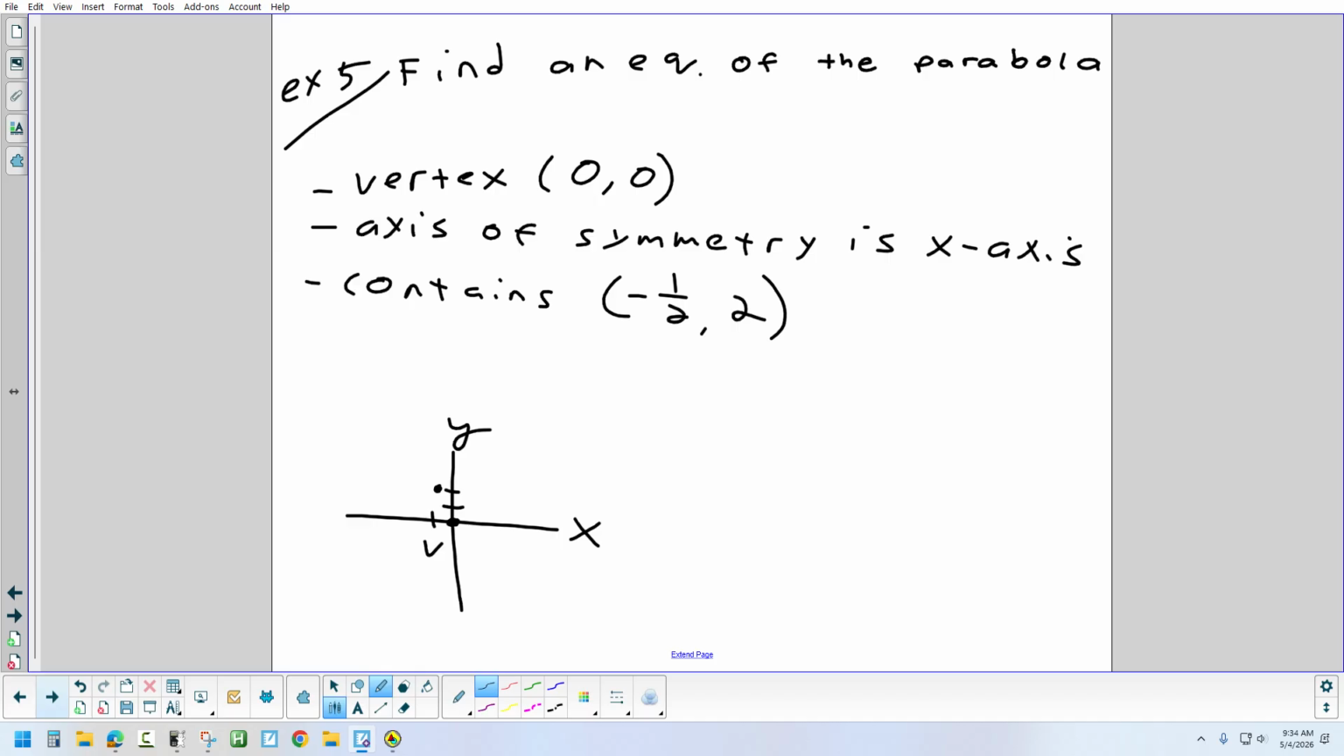Okay, let's try this one. It says, find an equation of the parabola that goes through the vertex. The axis of symmetry is the x-axis, and it contains the point (-1/2, 2). So I graphed the vertex, and I graphed the point (-1/2, 2). What do we know about the parabola from that information?